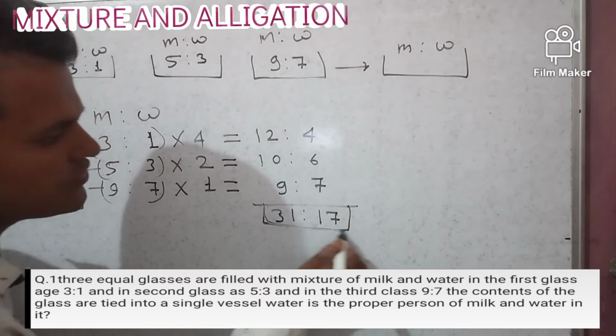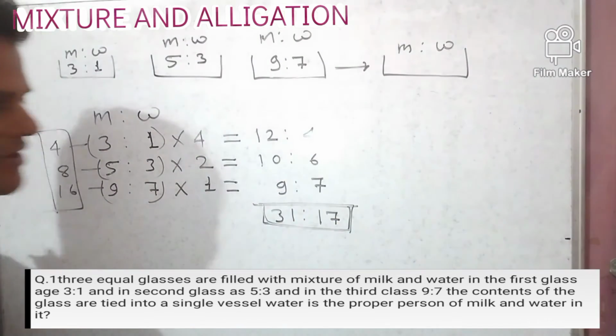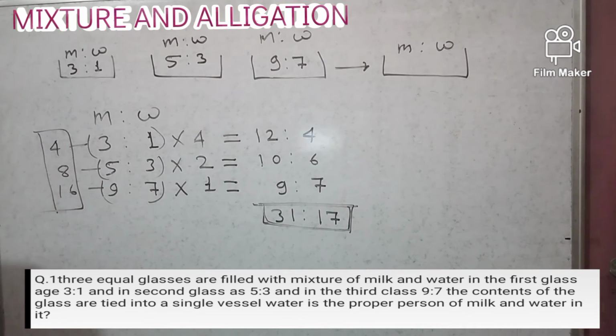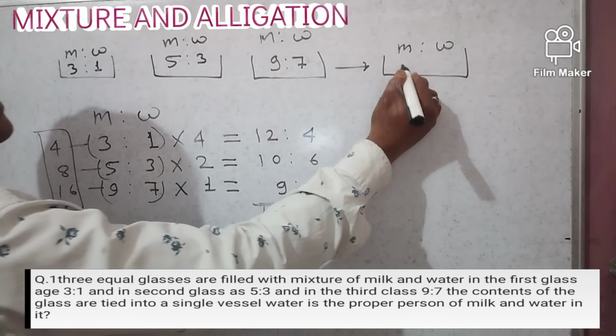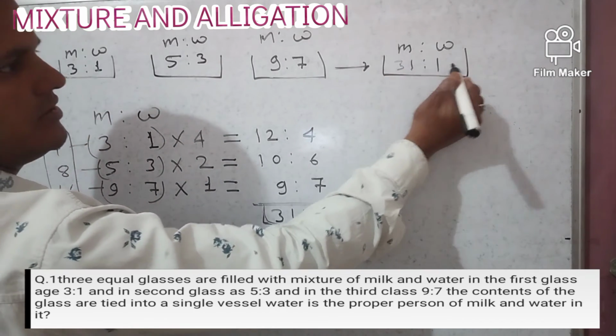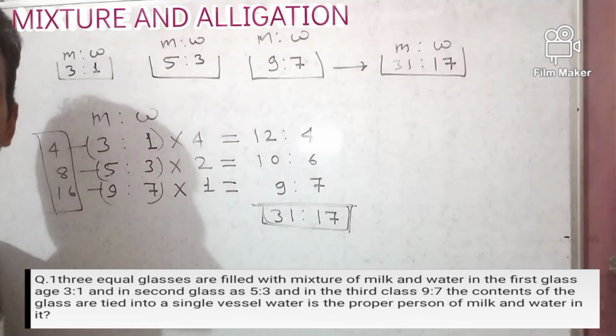So the new ratio after mixing will be 31:17.